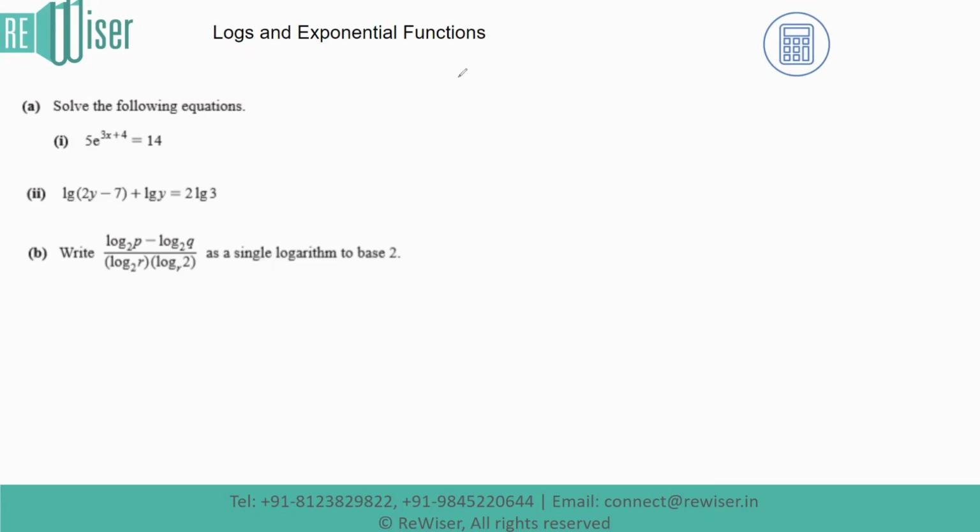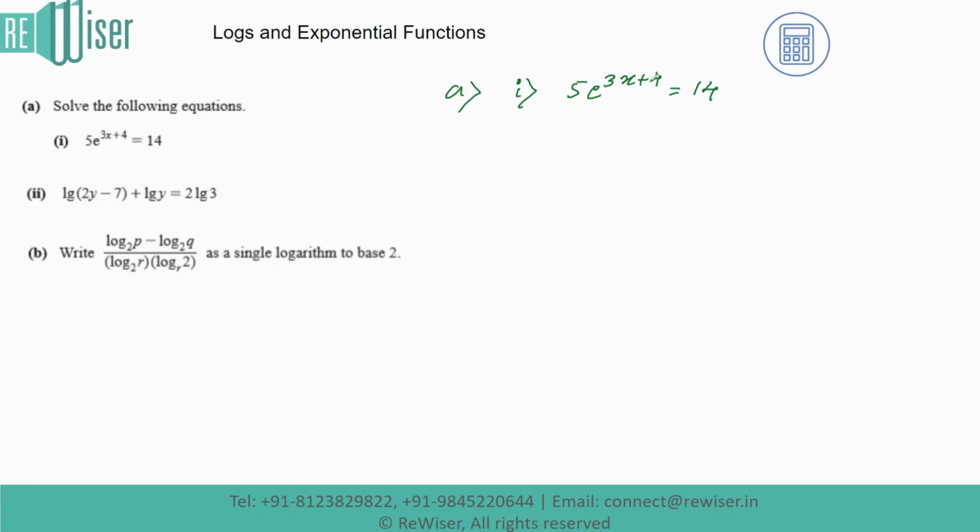This is a question on logs and exponential functions. If I talk about part A, solve the following equation. For part 1, we need to solve this exponential equation: 5 times e to the power of 3x plus 4 is equal to 14.